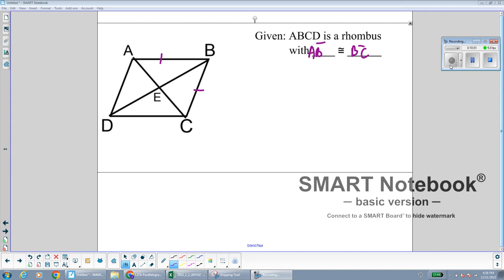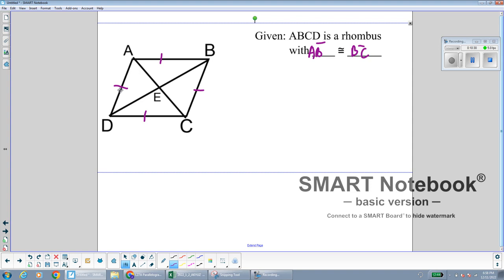Well, I know that if two consecutive sides are congruent, a rhombus is also a parallelogram. So opposite sides of a parallelogram are congruent. That means AB and DC are congruent, and BC and AD are congruent. So guess what that means? That means all the sides are the same. So a rhombus is equilateral. All of its sides are the same length.